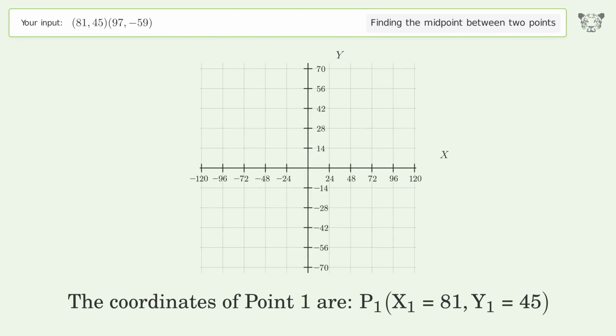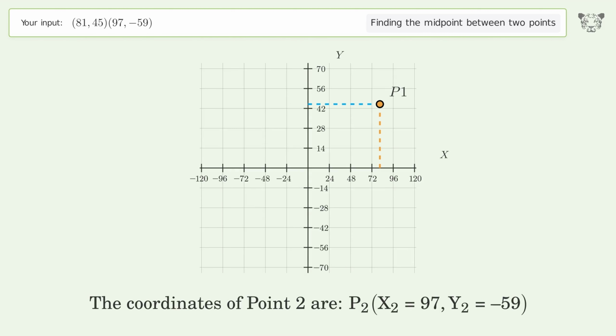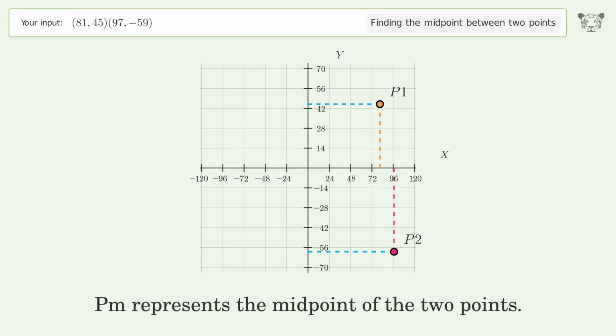The coordinates of point 1 are x1 equals 81, y1 equals 45. The coordinates of point 2 are x2 equals 97, y2 equals -59. PM represents the midpoint of the 2 points.